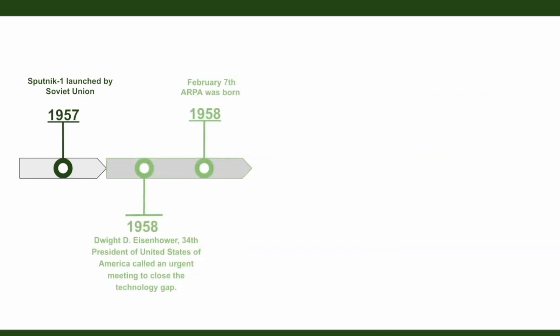So it dates back to 1957 when Sputnik 1 was launched by the Soviet Union. There was this Cold War between the United States of America and the Soviet Union. And when this happened, the then President of the United States, Dwight D. Eisenhower, the 34th President, called an urgent meeting with all the brilliant minds in the United States. And they brainstormed how to bridge this gap on the technology. And as part of that, there was a concept, and on February 7th, 1958, ARPA was born.